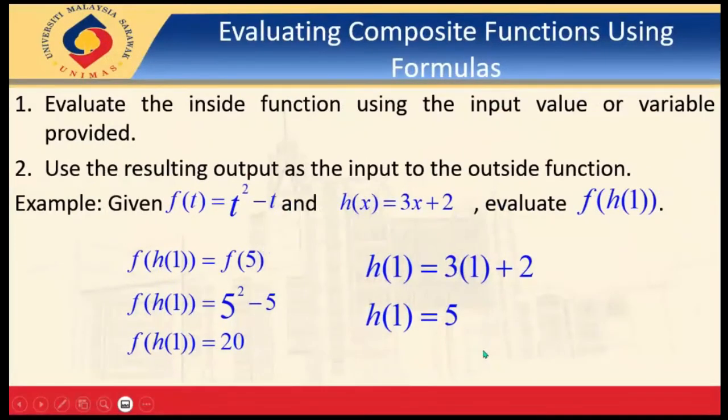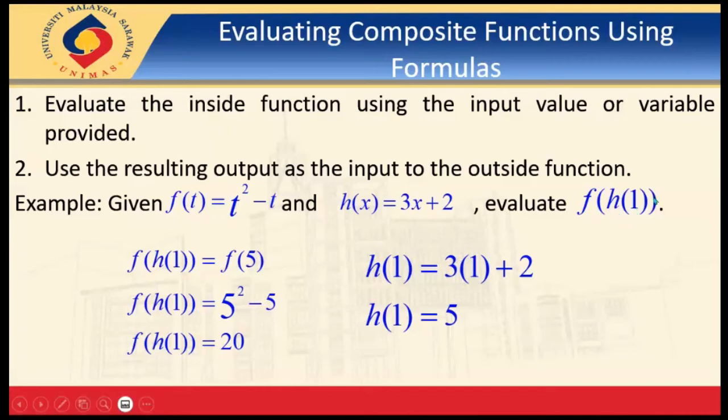Now, evaluating the inside function using the input value or variable provided, and using the resulting output. The procedure is that you evaluate the inside function first using the input value, and the output of the inner function becomes the input to the outside function. Example: f of t equals t square minus t, and h of x is equal to 3x plus 2. Now evaluate f of h of 1.